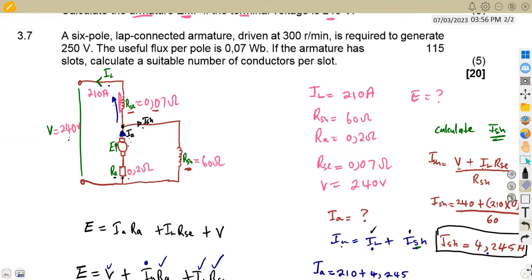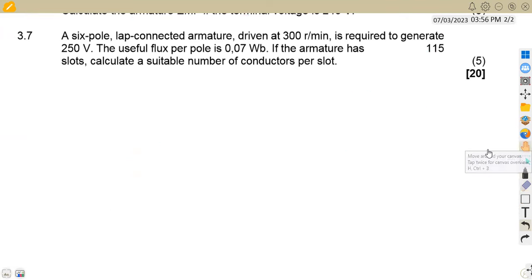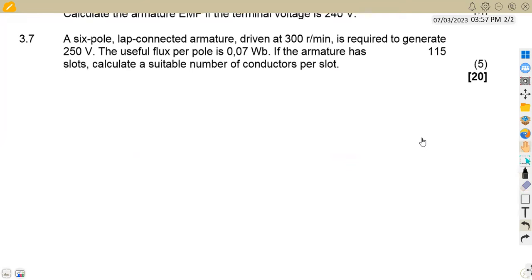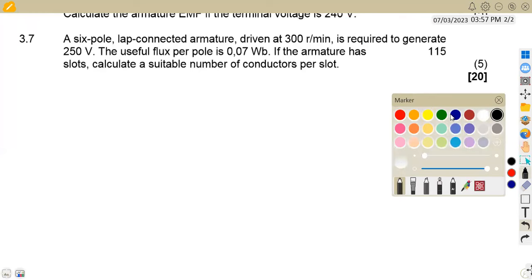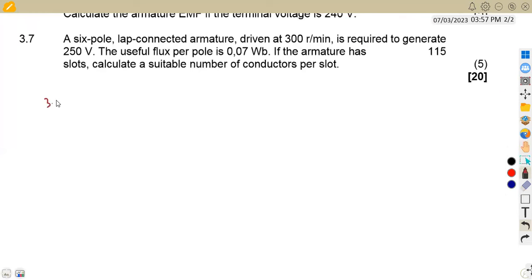On 3.7, we were given a 6-pole lap connected armature. So that is what we have. And they want us to calculate the suitable number of conductors per slot. Let us see what we've got here. The moment we are referring to the number of poles, 6 poles, we are going to find the P, which represents the pair of poles. Out of 6 poles that we have, how many pairs do we have? Divided by 2, that means we've got 3 pairs. So P is equal to 3.